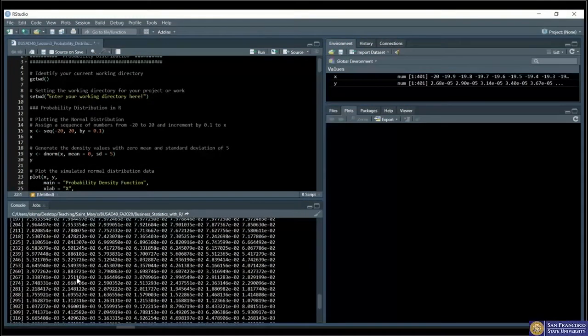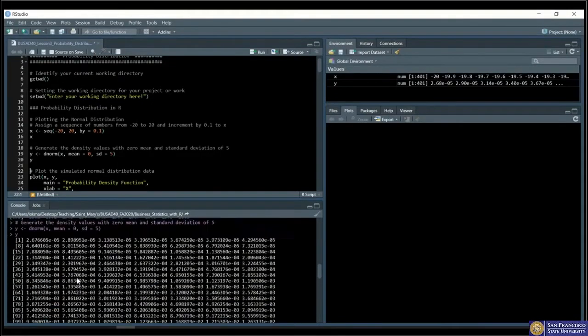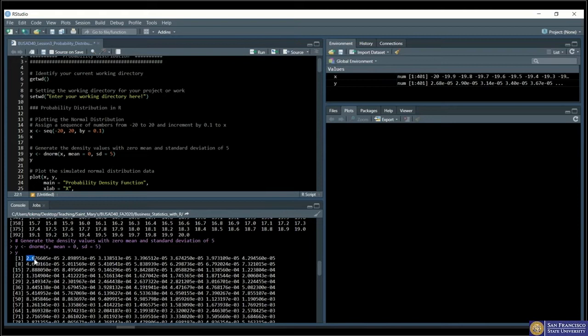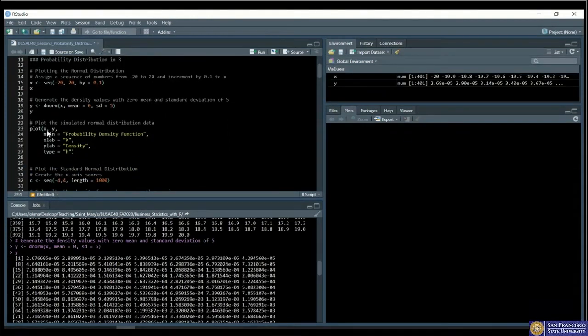These numbers may not be intuitive to you. Maybe you are worried that you don't understand what this number actually means. Don't worry, we're going to see it in just a few seconds, because the next thing we want to do is to plot y against x. We have the x-axis, which is the interval from -20 to 20, and we have the y value, which is the density of the distribution function. We are going to give a title to this graph, label the x-axis and the y-axis, and define the type of plot, which is a line graph. Let's run this and see what we get.